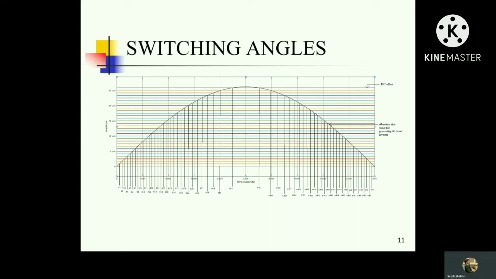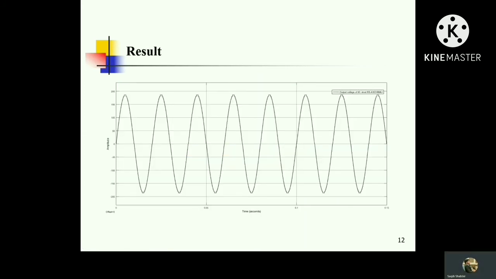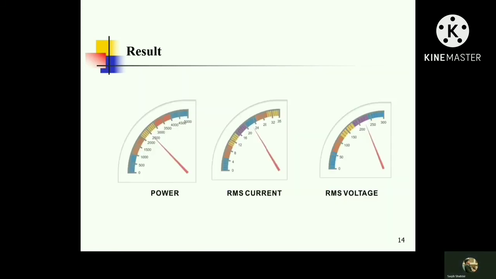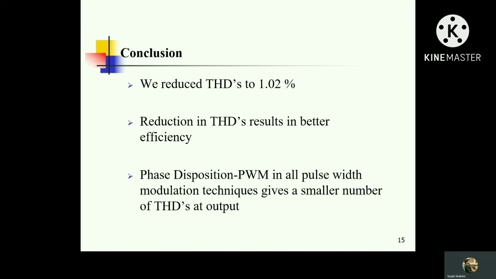And this is the amplitude and time graph, and this is the output voltage, which is nearly equal to a pure sinusoidal wave with a small amount of harmonic distortion. Our simulation-based result is 1.02% THD. And this is the power, RMS current and RMS voltage. Conclusion: we reduced THD to 1.02%. Reduction of THD results in better efficiency. Phase disposition pulse width modulation, among all pulse width modulation techniques, gives the smallest THD at the output.